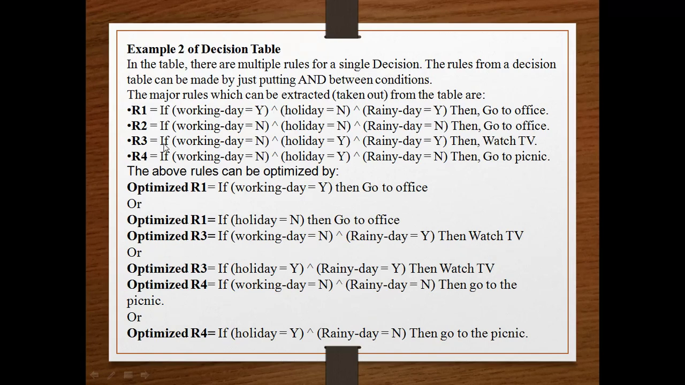Optimize your R3. Here R3 says, if working day is N, that is no, and it is raining, then watch TV. Or if it is a holiday and it is raining, then also watch TV. So I am optimizing. Not necessary, you can directly draw the decision table if you don't want to optimize it. Optimize R4: if working day is no and raining is no, then go to picnic. If it is a holiday and it's not raining, then also go to picnic.